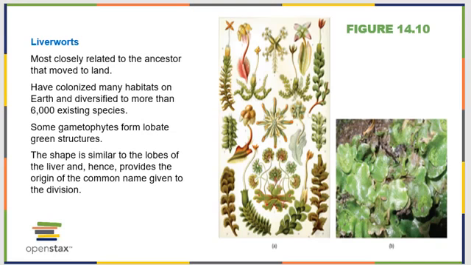Liverworts are the most closely related ancestor to the original plants that moved on land. There are about 6,000 species of them. They're very interesting. The gametophyte form has these big, lobular green structures that look just like a liver, and that's actually where they got their names from.